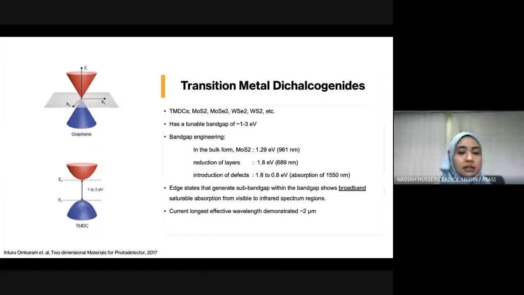What is edge state defect? It's hard to explain what it is, but it produces subbands in the band gap. So you have subbands in the band gap. So that is how they tune the band gap. That is how they control the band gap to be what they want it to be. So edge state that generates subband gap within the band gap shows broadband SAs. The current longest effective wavelength demonstrated with TMDC is 2 micrometer from the band gap engineering. Right? So TMDC is very versatile.